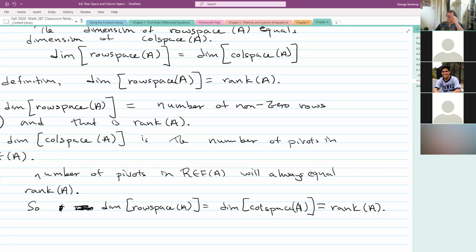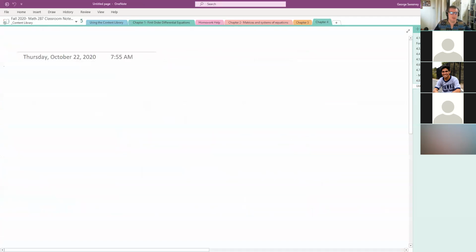So, questions on that? Now what we're starting to look at, we're noticing how important that idea of dimension is, because it's super important. It's a very important idea. So now we're going to talk about rank nullity.